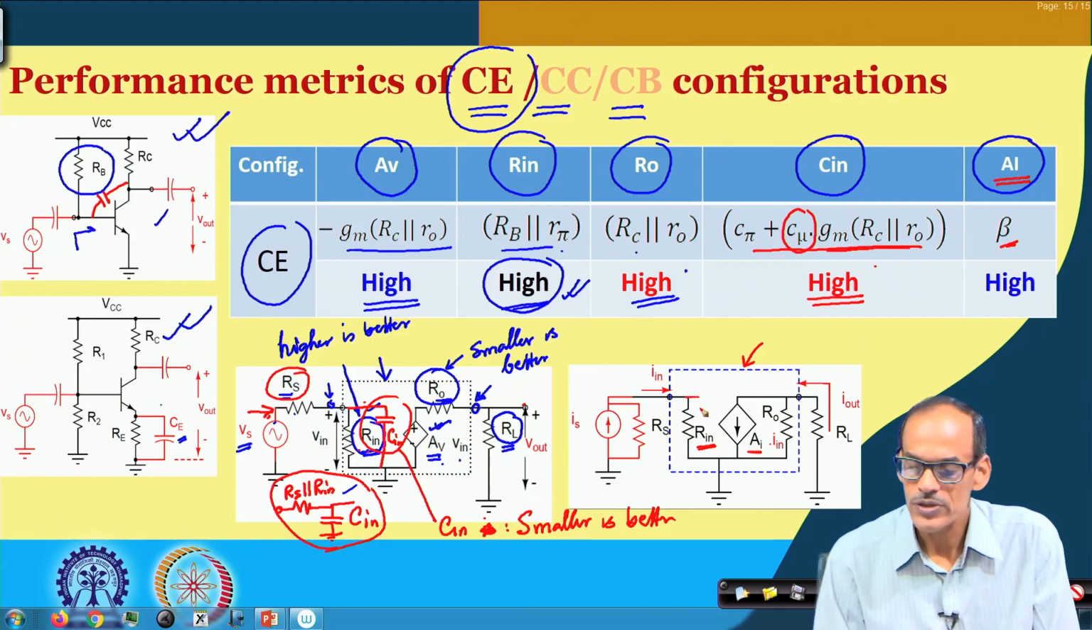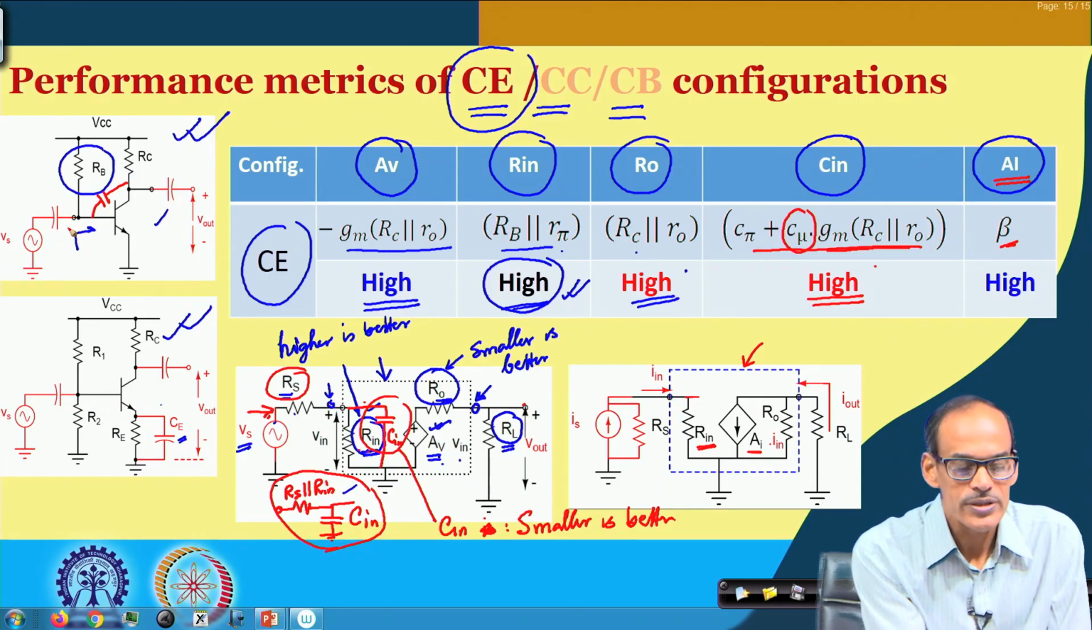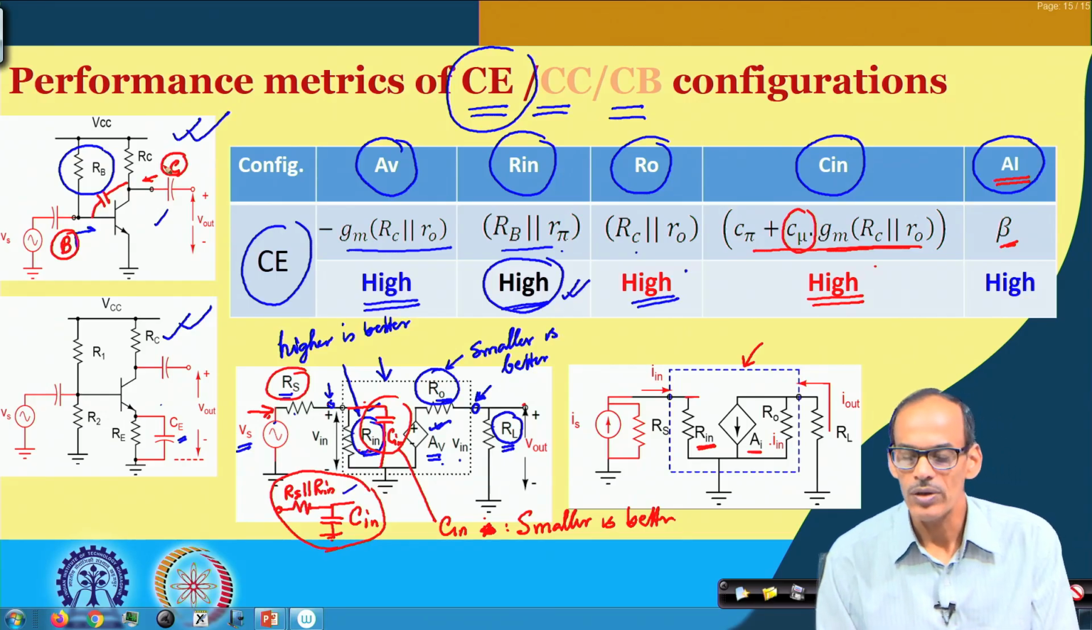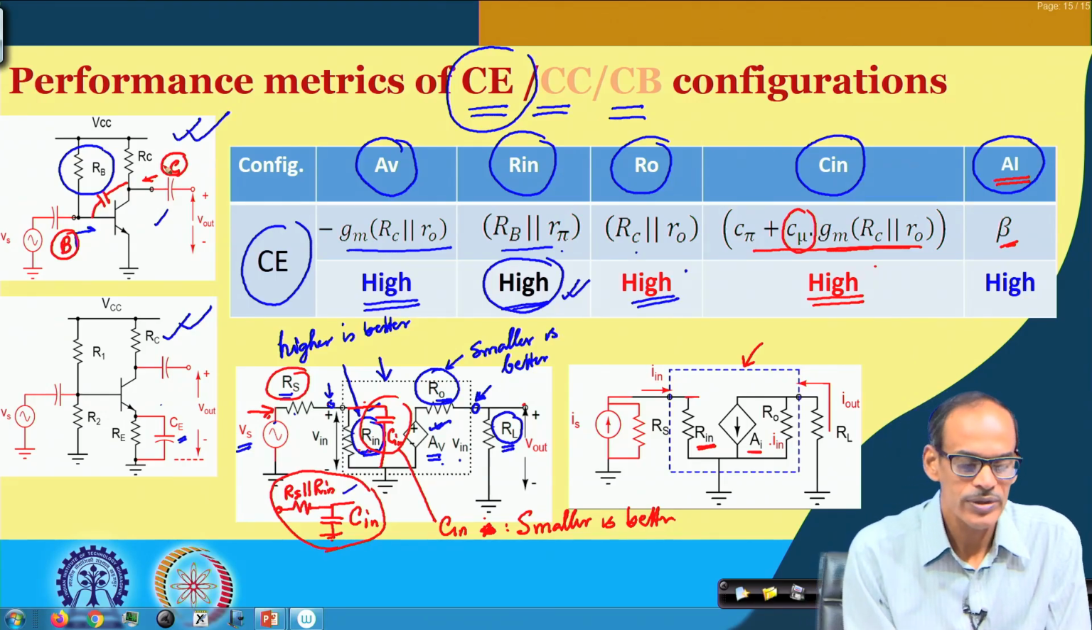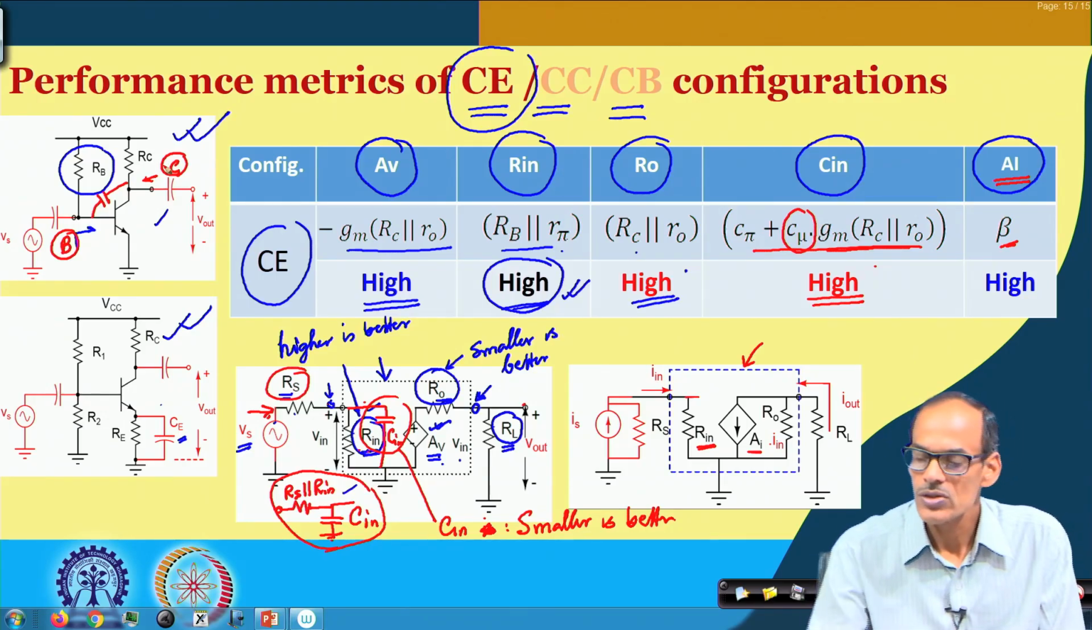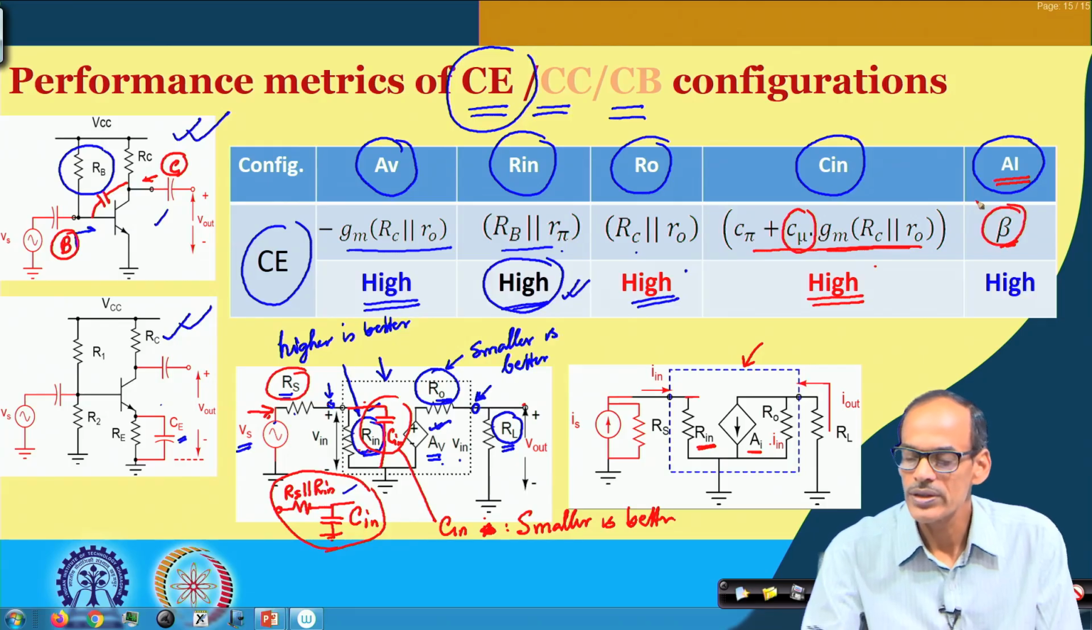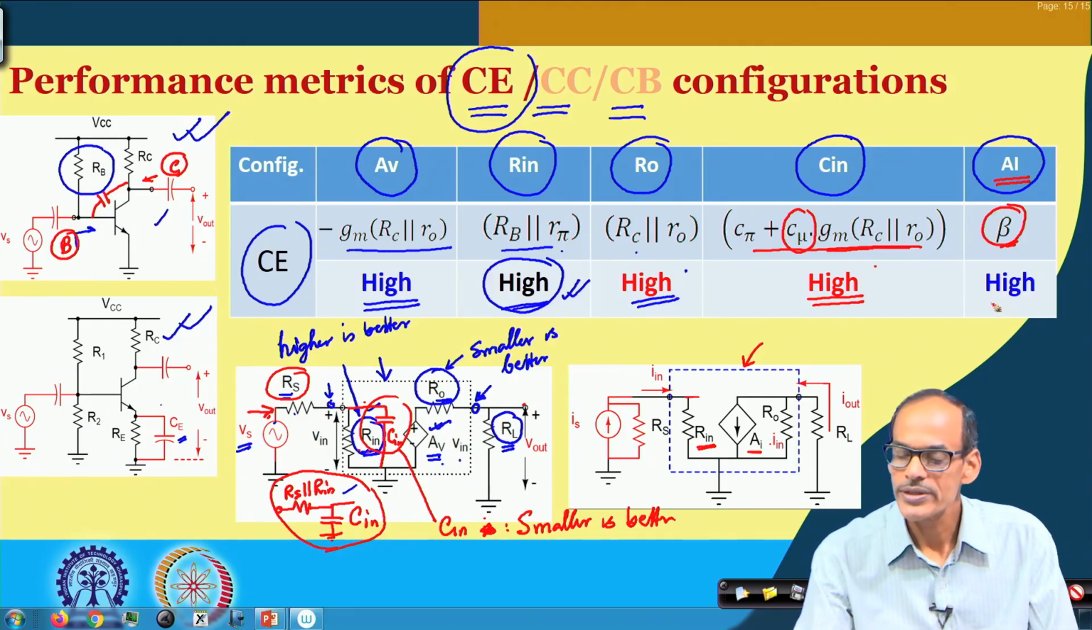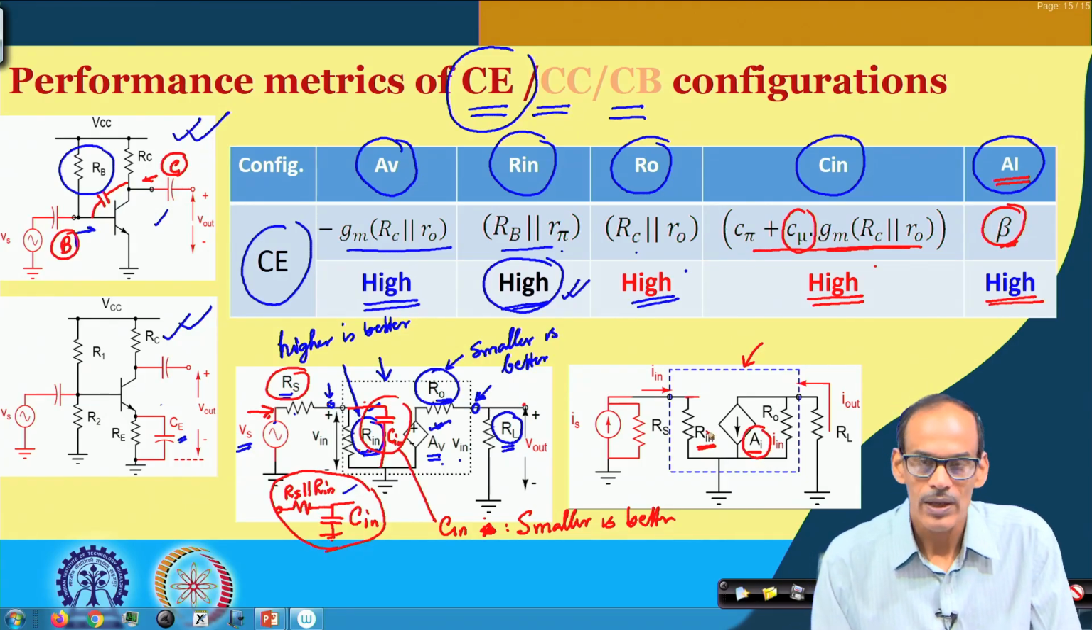And for this configuration, the input port is base and the output port is collector. So, the unloaded current gain of this circuit is beta of the transistor. This beta, we know, is typically on the order of 100. So, we can say it is good, it is high. The higher this current gain, the better.